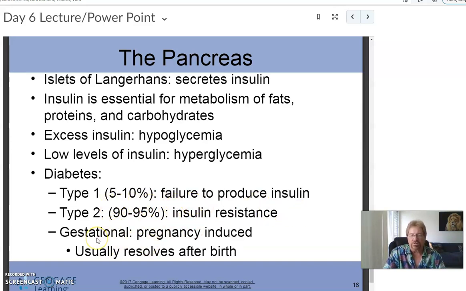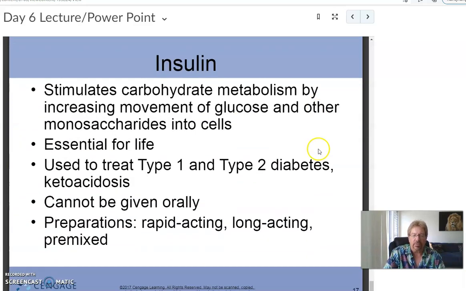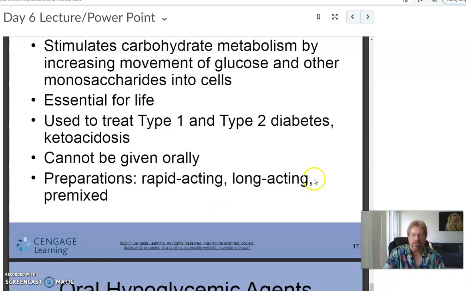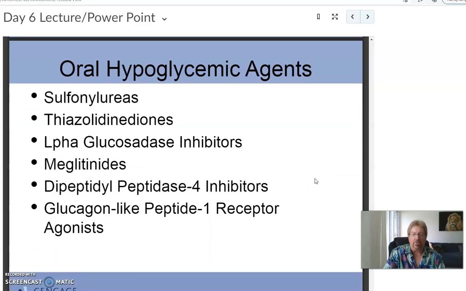There's also what's known as gestational diabetes, pregnancy-induced, usually resolves after birth. Insulin stimulates carbohydrate metabolism by increasing the movement of glucose and other monosaccharides into cells. Yep, that's well put. That's what it does. Essential for life. Used to treat type 1 and type 2 diabetes. Cannot be given orally. The acid in the stomach destroys the disulfide bonds of the insulin. Preparations: rapid-acting, long-lasting, premixed.